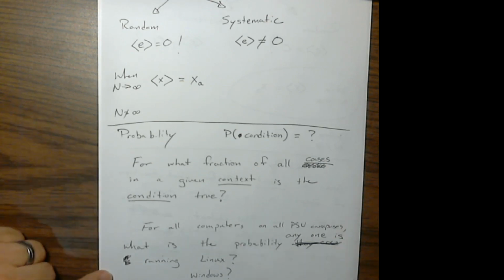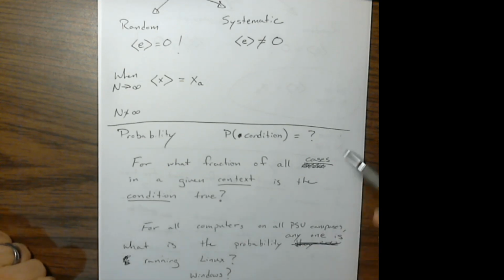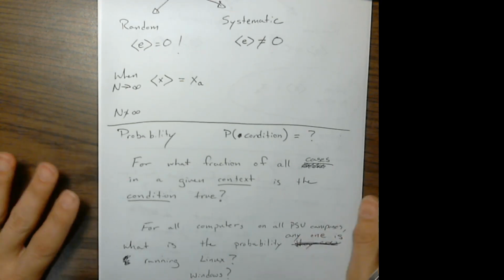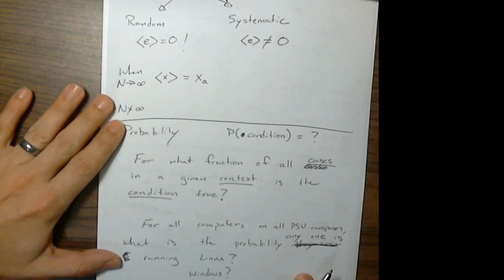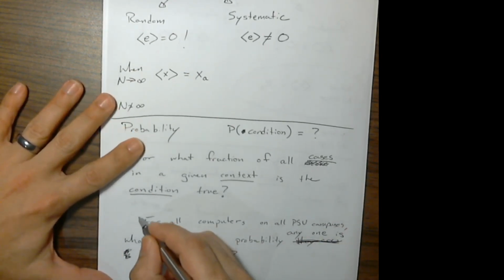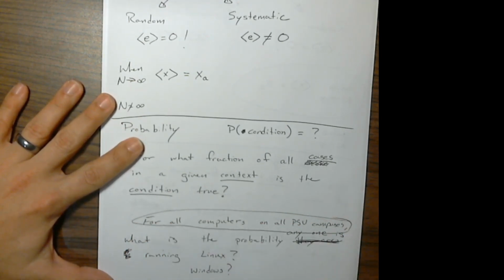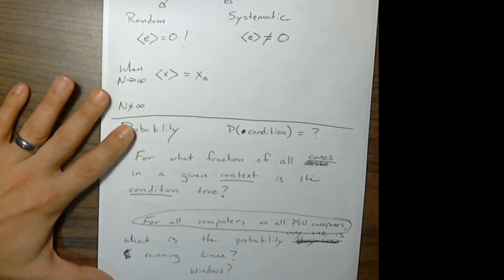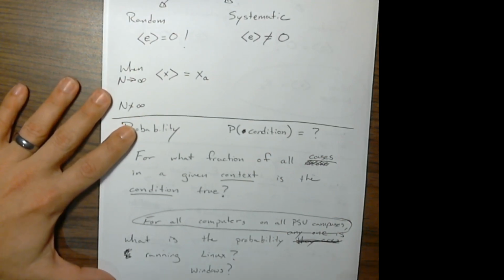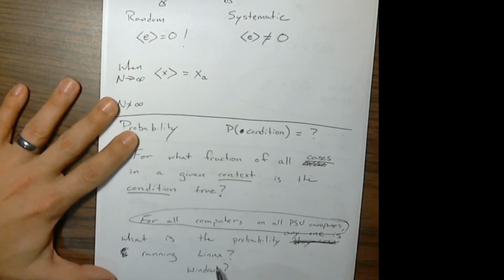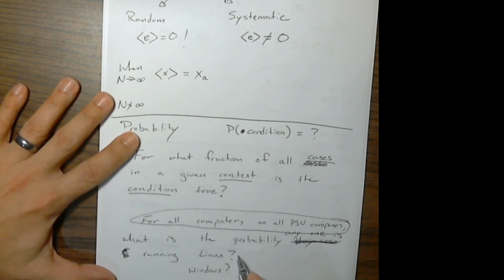So what is the probability that that is a Windows machine? What is the probability that it is a Linux machine? This is a question we could ask ourselves. Knowing nothing else about that computer, and obviously this is pretty verbose, here's the context: all computers on Penn State campuses. What is the probability? That's the function of writing this capital P here. That's a red flag that we're talking about probability. And then here's the condition: that it's running Linux.